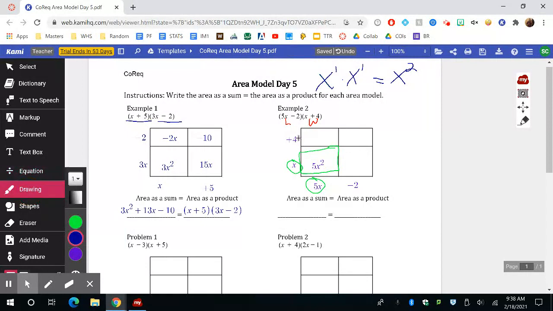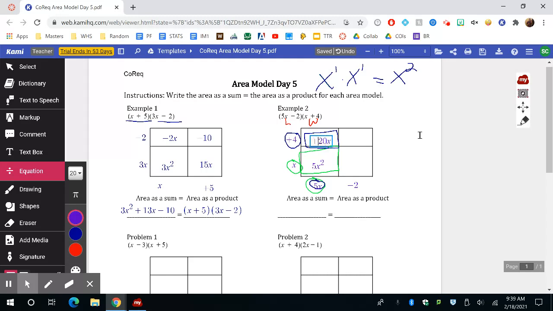Next, I'm going to multiply 4 times 5x, and that's going to give me where I need to write inside this box. Okay, 5 times 4, that gives me 20, and the x carries along with them, so 20x. And since both of them are positive, I'm just going to put plus 20x.